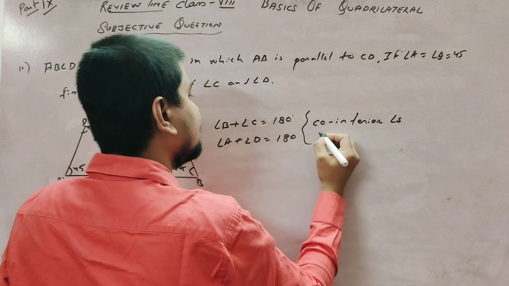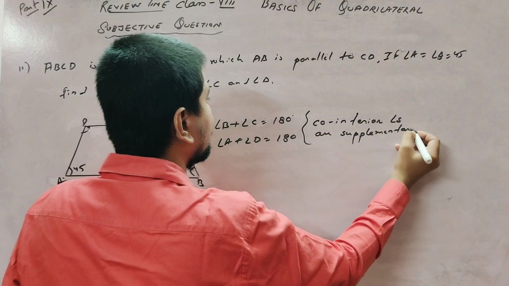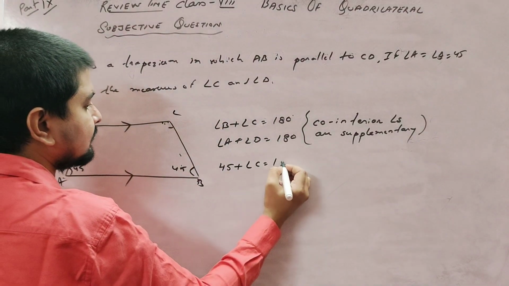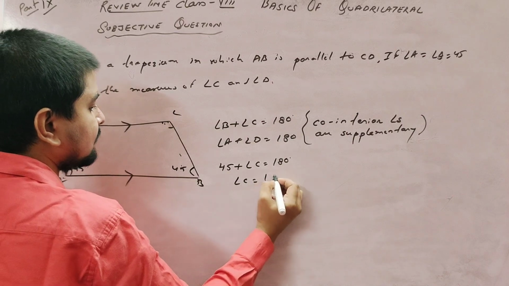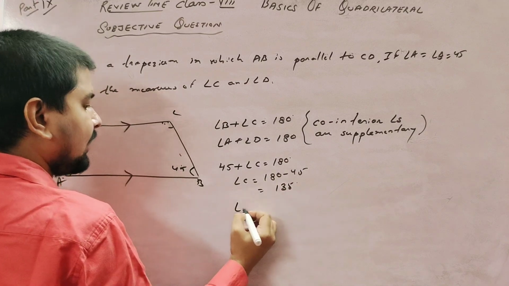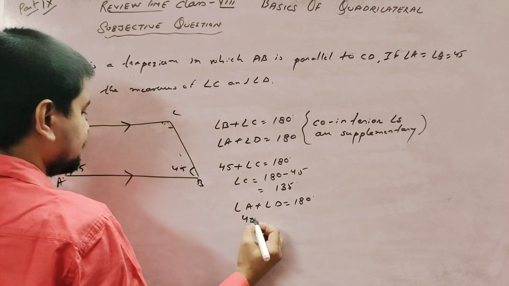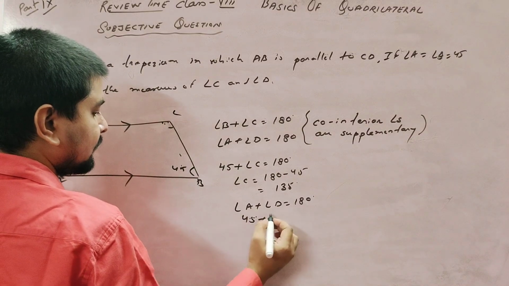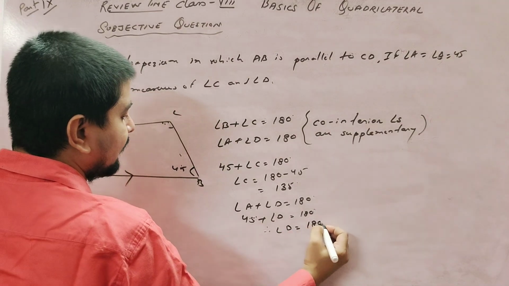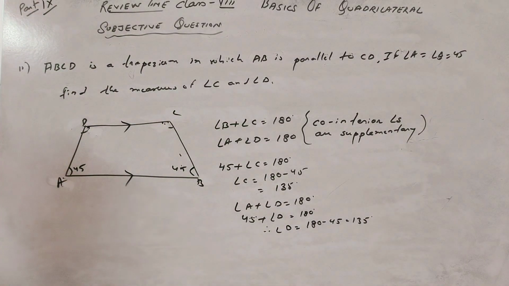Co-interior angles are supplementary. So angle B is 45 plus angle C equals 180 degrees. Angle C equals 180 minus 45, that is 135, and angle A plus angle D equals 180 degrees. Angle A is 45, given. Therefore angle D equals 180 minus 45, it's 135 degrees. Okay, note.